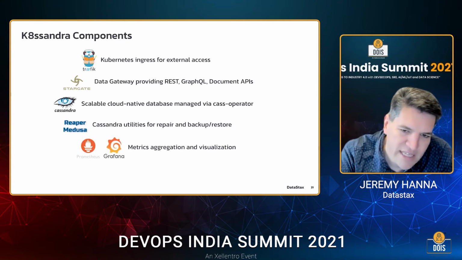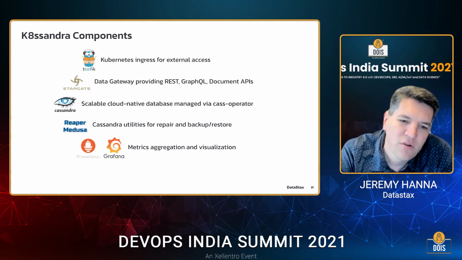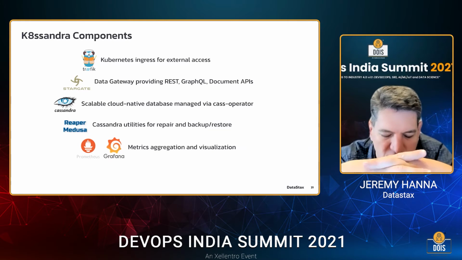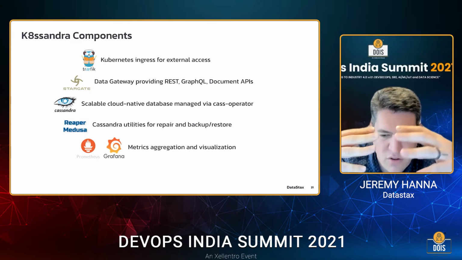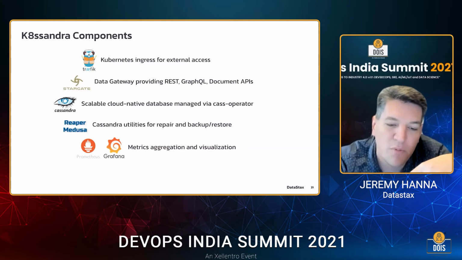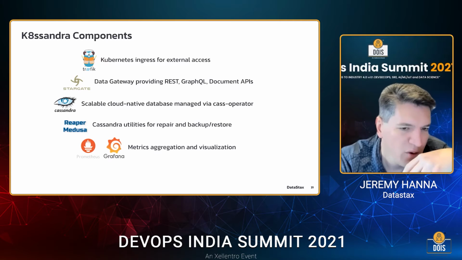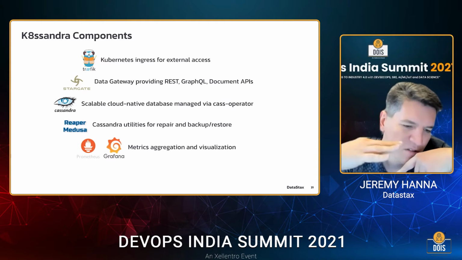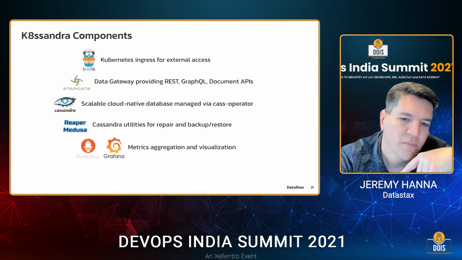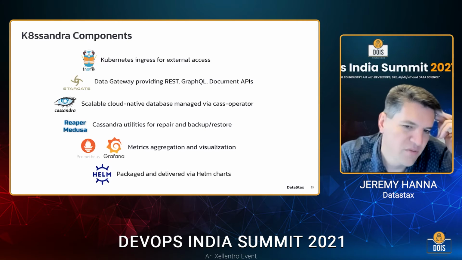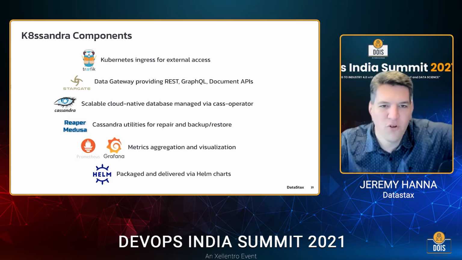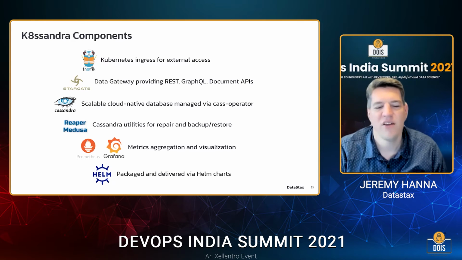And then, of course, with metrics aggregation and visualization, there's integration. We have a metrics collector for Apache Cassandra in there that basically sends the metrics to an on-disk format, and then that goes out to Prometheus. So it's very scalable that way. It's not querying the database directly. The database stores those metrics locally, and then it gets scraped by Prometheus, and then that goes to Grafana for visualization. And then all of this is packaged and delivered via Helm charts. So that's kind of the full picture of how K8ssandra works.